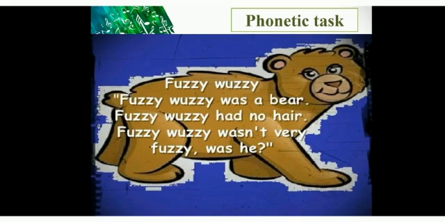Faster. Fuzzy Wuzzy was a bear. Fuzzy Wuzzy had no hair. Fuzzy Wuzzy wasn't very fuzzy, was he? And now, repeat after me. Fuzzy Wuzzy was a bear. Fuzzy Wuzzy had no hair. Fuzzy Wuzzy wasn't very fuzzy, was he?